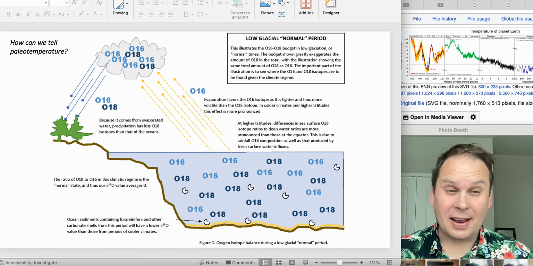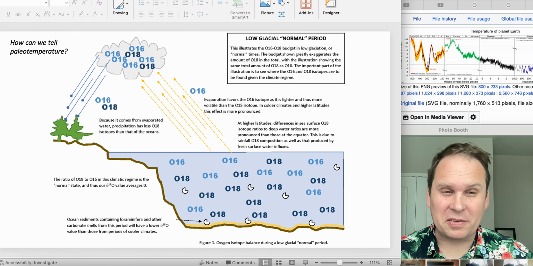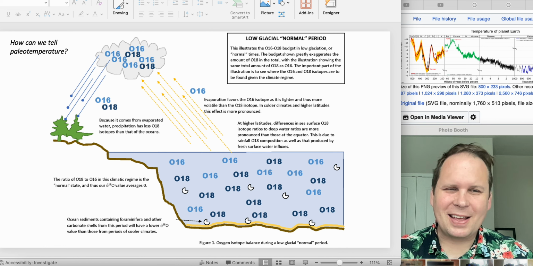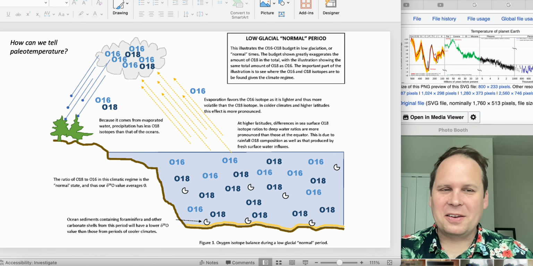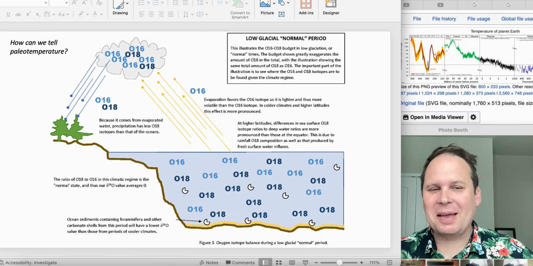Hi. All right, now let's talk paleotemperature. How do you know what the weather's like outside? You look out the window. It's a beautiful day outside. How do you know what the weather was like a long time ago?